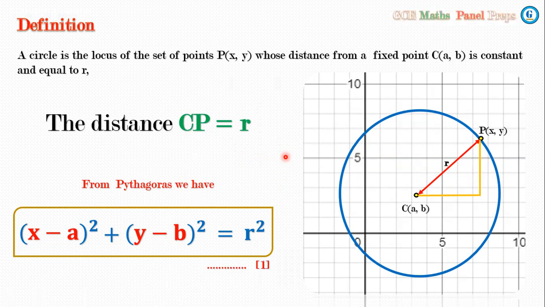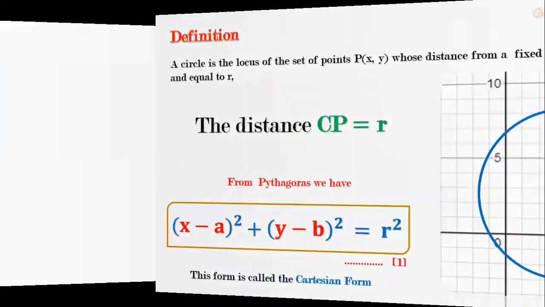Let's denote this equation number 1. And one important thing about this equation is that this form of a circle is called the Cartesian form of a circle, or the Cartesian equation of a circle. So in an exam, when you are asked for the Cartesian equation of a circle, this is how you should state it. You state it in terms of the center and the radius form.